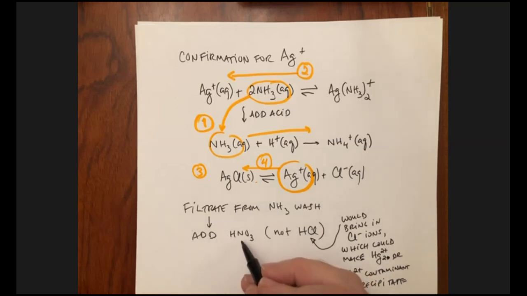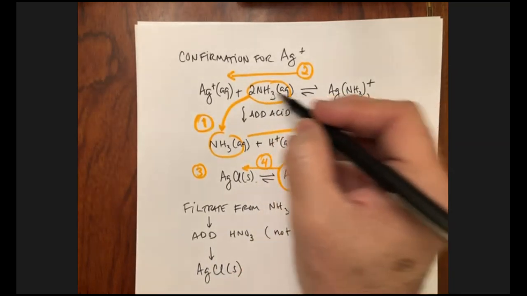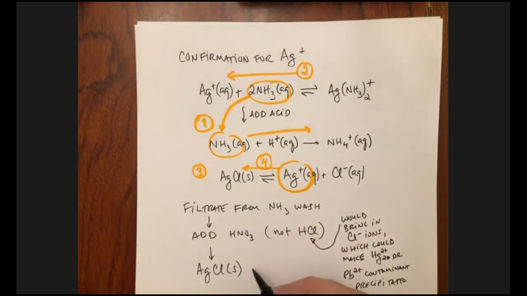So we're going to add the nitric acid, and then that means that if we form a new precipitate of silver chloride, these chloride ions were already there from before, right? This is our confirmation that silver was present, okay?